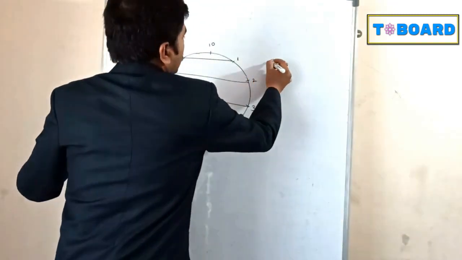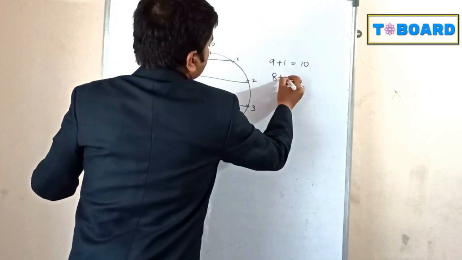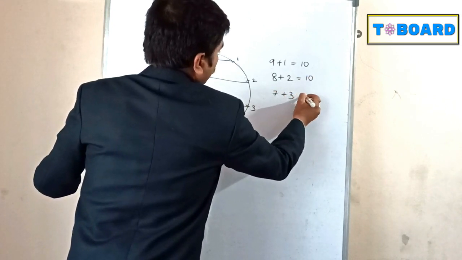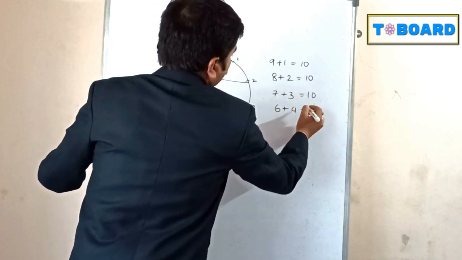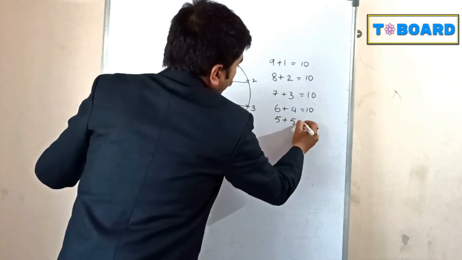So 9 plus 1 is equal to 10, 8 plus 2 is equal to 10, 7 plus 3 is equal to 10, and 6 plus 4 is also equal to 10. Then 5 plus 5 is also equal to 10.